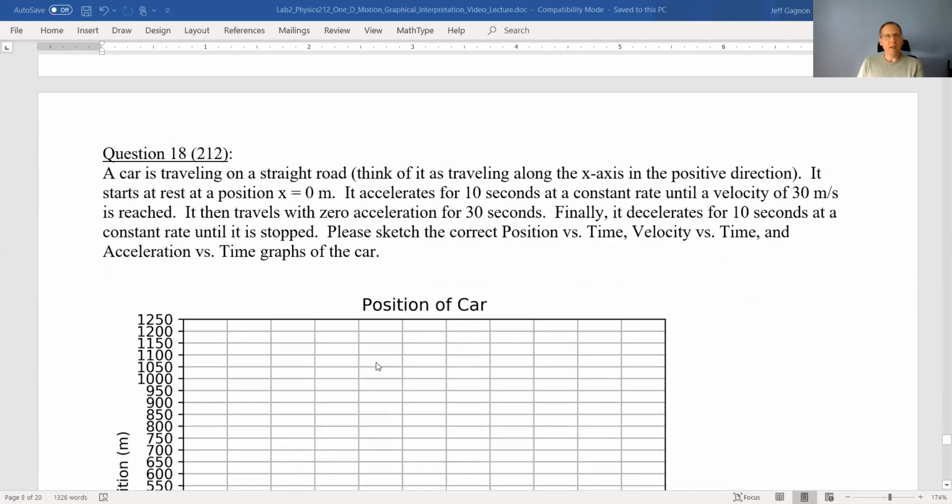And then finally, question 18, I give you some information. I tell you that a car is traveling on a straight road. Think of it as traveling along the x-axis in the positive direction. It starts at rest at position x equals 0, accelerates for 10 seconds at a constant rate until it reaches a velocity of 30 meters per second. It then travels with 0 acceleration for 30 seconds. Finally, it decelerates for 10 seconds at a constant rate until it stops. Sketch the correct position versus time, velocity versus time, and acceleration versus time graphs of the car given that information.